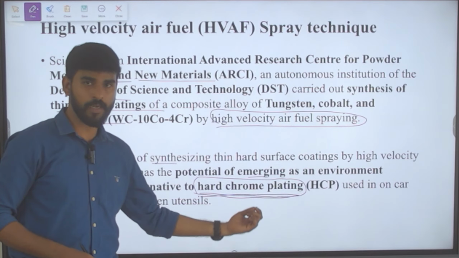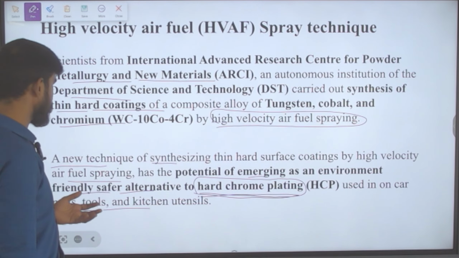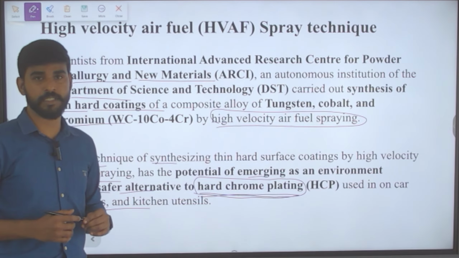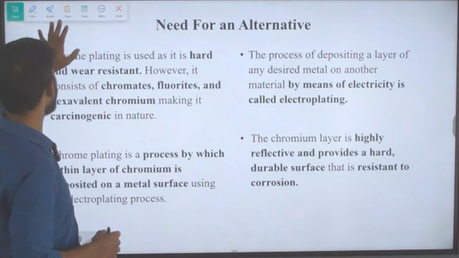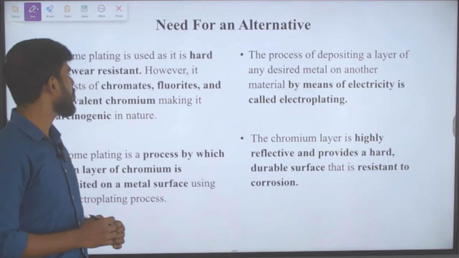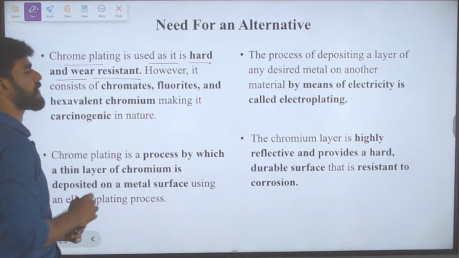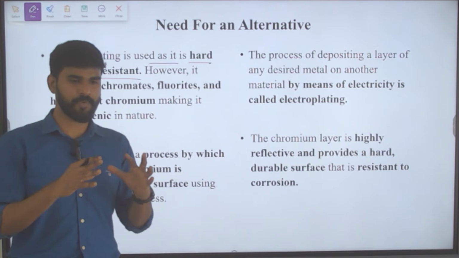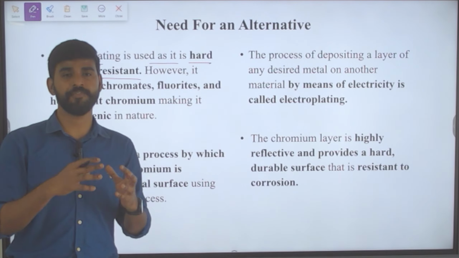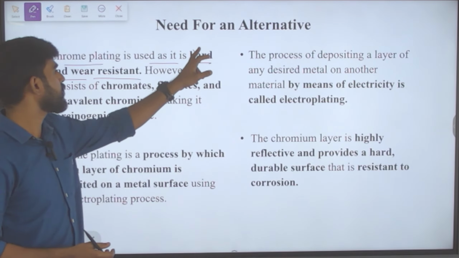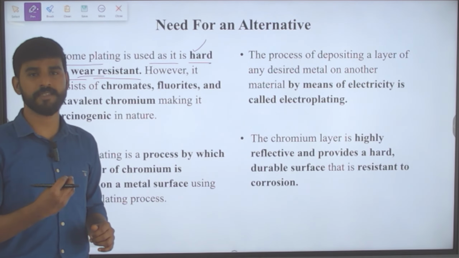Okay, so we need to understand what hard chrome plating is also, which is used in car parts, tools and other kitchen utensils. Now let us understand chrome plating and what is the need for this alternative. Chrome plating is used as it is hard and wear resistant. When certain parts of a utensil or car body parts are chrome plated, they will give you hardness and also wear resistant properties.